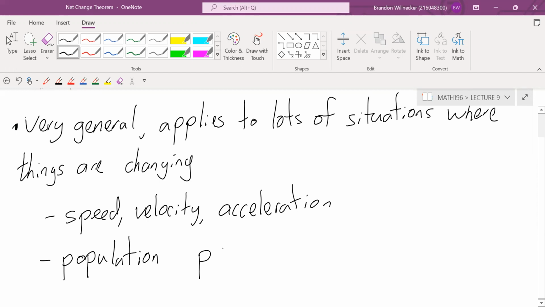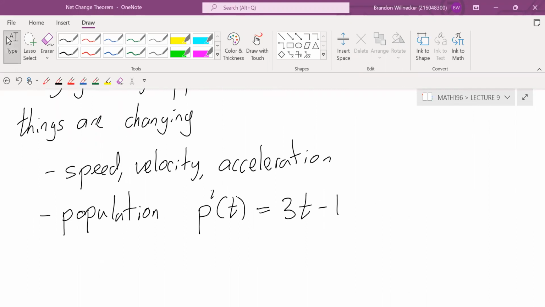So let's say you have a population P at some time T. If we can measure how the population is changing, so that is the derivative of the population with respect to time. Let's say this is 3t minus 1, for example. If this is the rate of change of the population, then if we integrate this over a time interval, it will give you the total population. Okay, so that's a typical example.